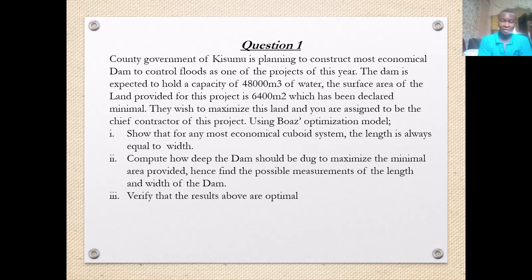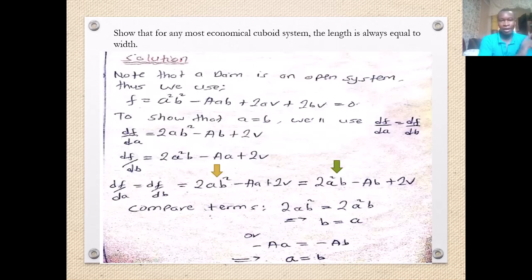So you have been provided with this project so that you help the management of Kisumu county government. Now let's go ahead and see how Boas optimization model really works for such kind of problems and projects. Starting with question 1, show that for any most economical cuboid system, the length is always equal to the width. Now the solution. First of all, you have to understand that a dam is an open system. A dam is an open system.